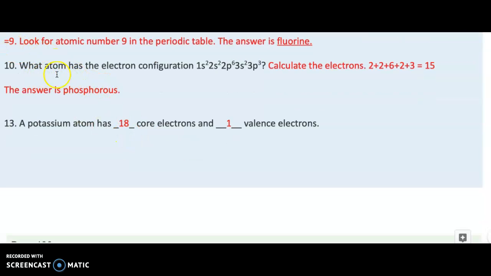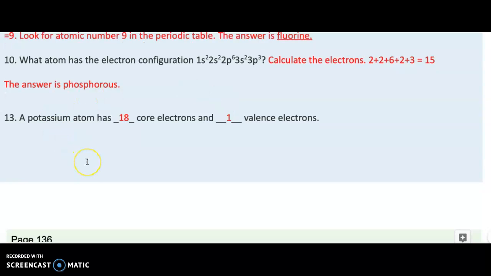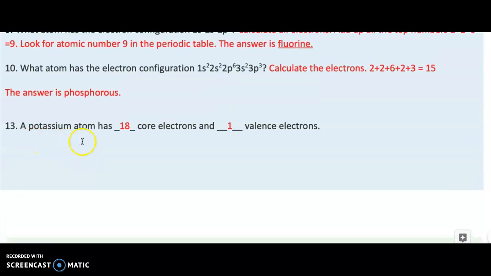What atom has the electron configuration? 2 plus 2 plus 6 plus 2 plus 3 gives a number of electrons of 15. If you look up in your periodic table atomic number 15, it's phosphorus. Make sure to not multiply 3 by 3 or 3 by 2. Only calculate these numbers. And that's it. A potassium atom, this is another question. A potassium atom has 18 core electrons and 1 valence electron.